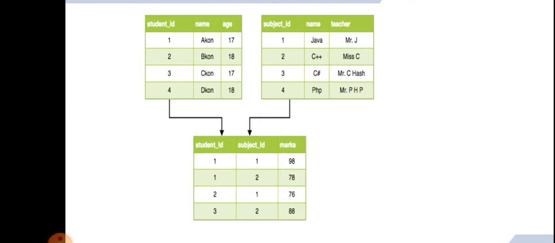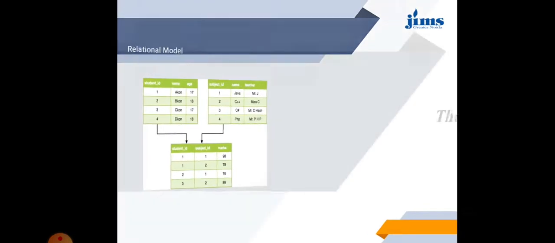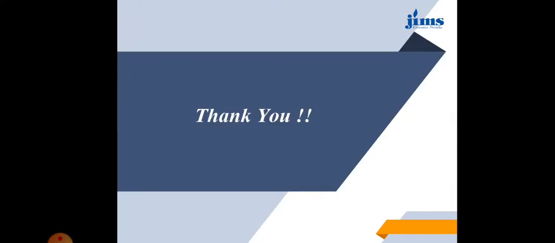So student id is 1, and 1 is for Acon, and subject id is 1, and 1 is for Java, and marks is 98. So Acon in Java got 98 marks. So by this we can make a relational table. So this is all about the models.